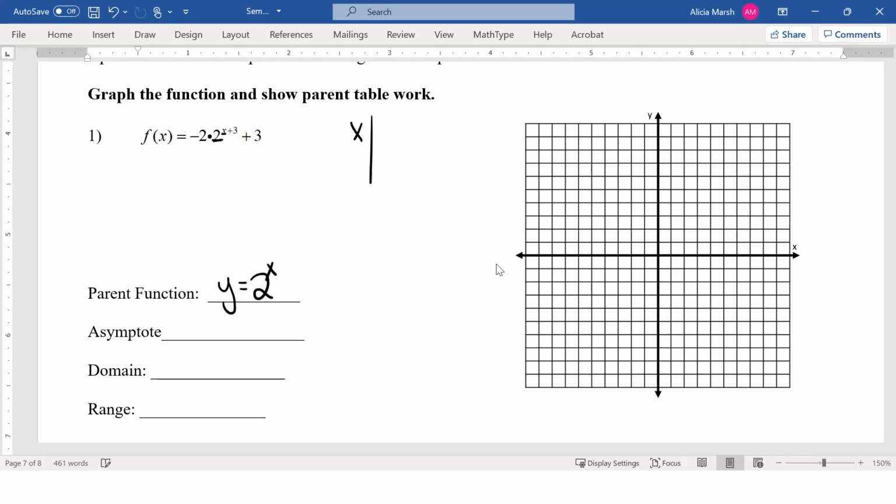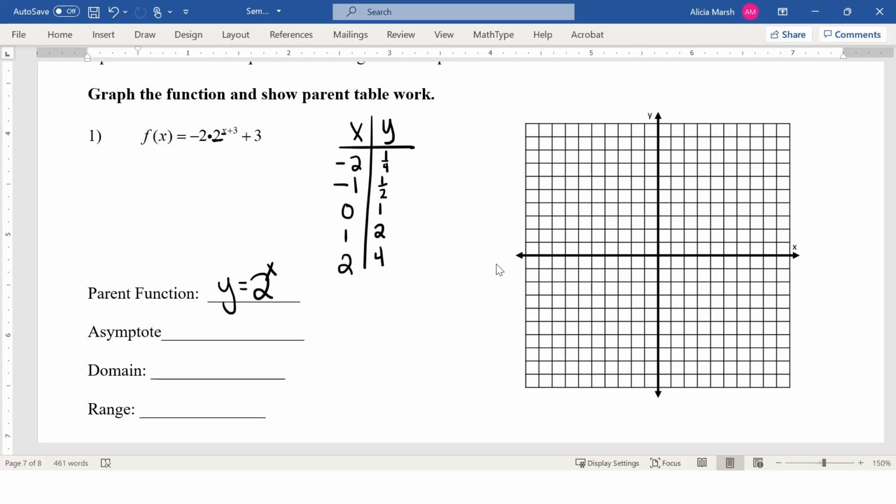Well, what I'm going to do is write out my parent table. Remember, our x values were always the same stuff: -2, -1, 0, 1, and 2. And then what we did to generate those y's is we took those x values and plugged them in for this x. So we said 2 to the -2nd power, and we're like, well, that's 1/4. And then 2 to the -1st power, that's 1/2. 2 to the 0, 1. 2 to the 1st, 2, and 2 squared, 4.